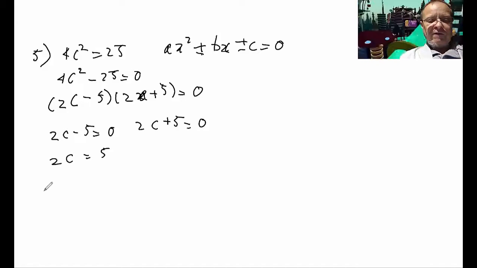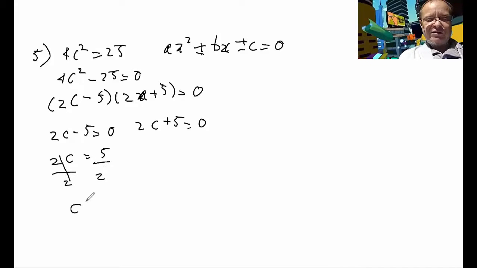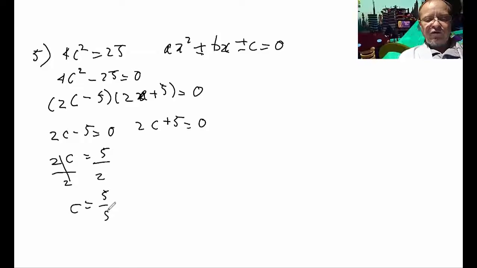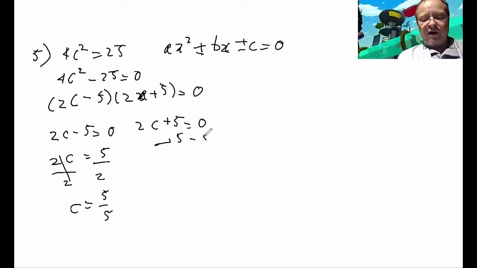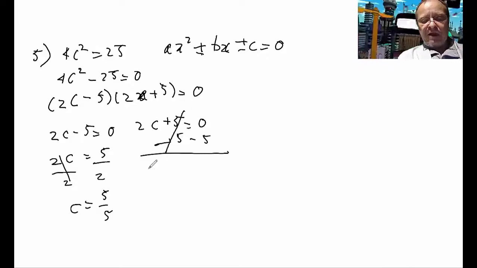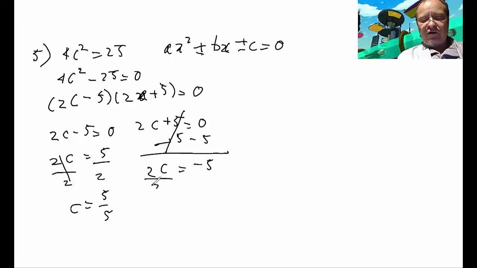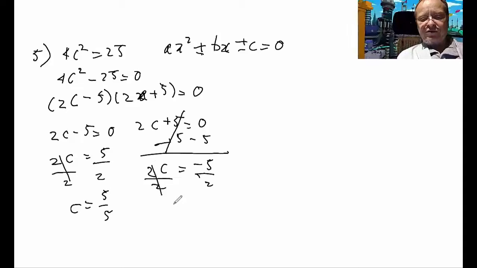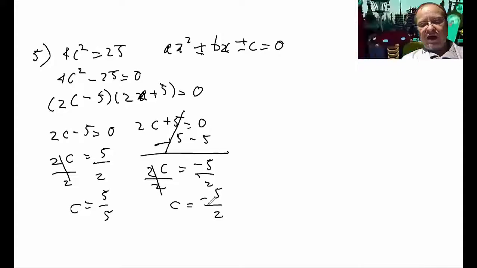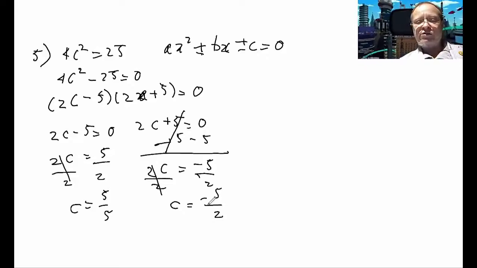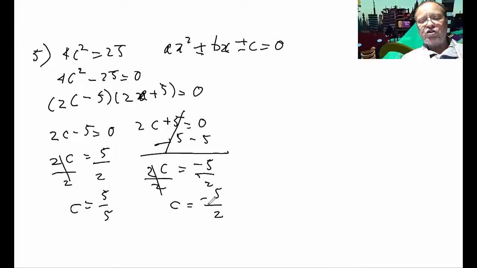2c equals 5, divide by 2, divide by 2. So c is equal to 5 over 2. And similarly for this side, minus 5, 2c is equal to negative 5, divide by 2, divide by 2. So c is equal to negative 5 over 2. And there are my two answers as we would predict for a quadratic equation.